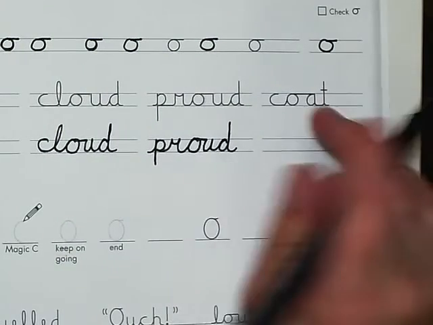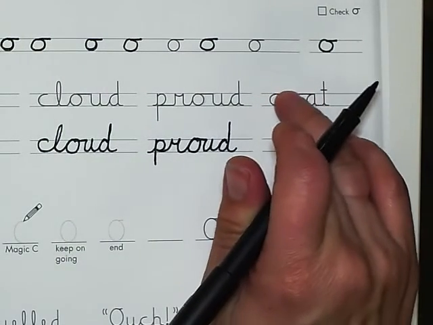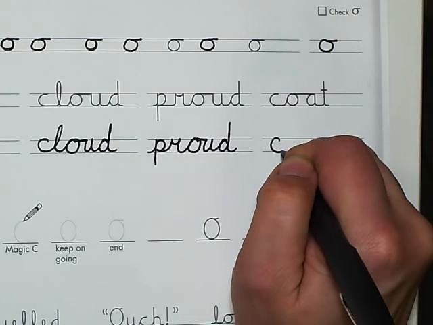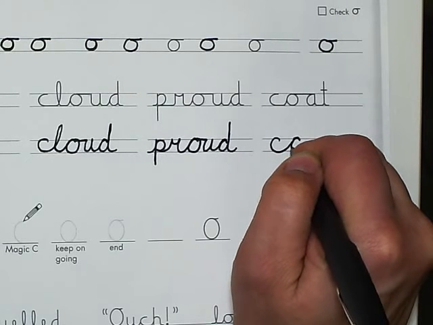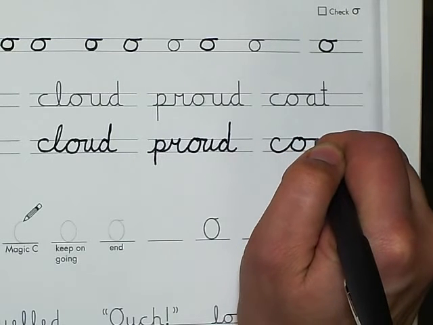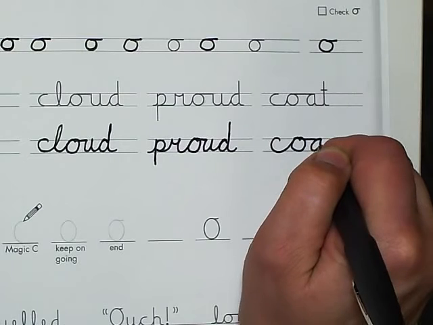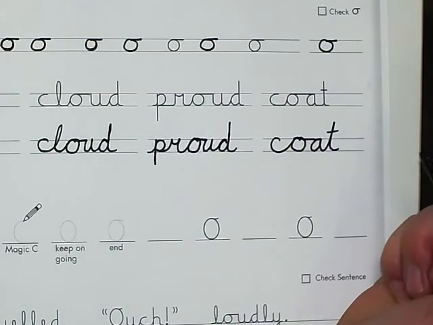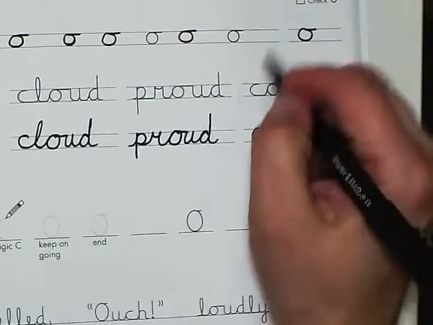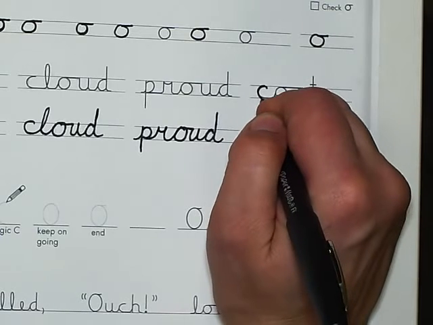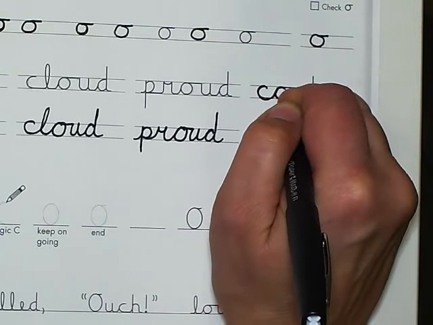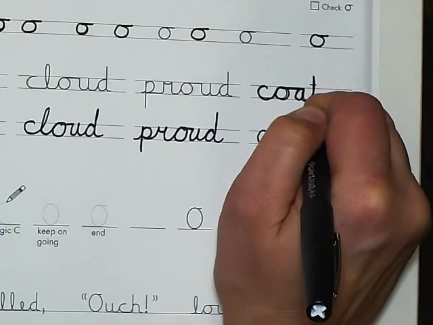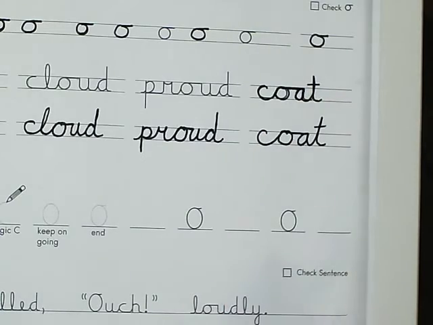And our next word is coat. And you're going to notice that we connect right at the top of the A here. So let's try it out. C, O, A, T. If that one was a little tricky, let's try tracing it again. C, O, A, T.